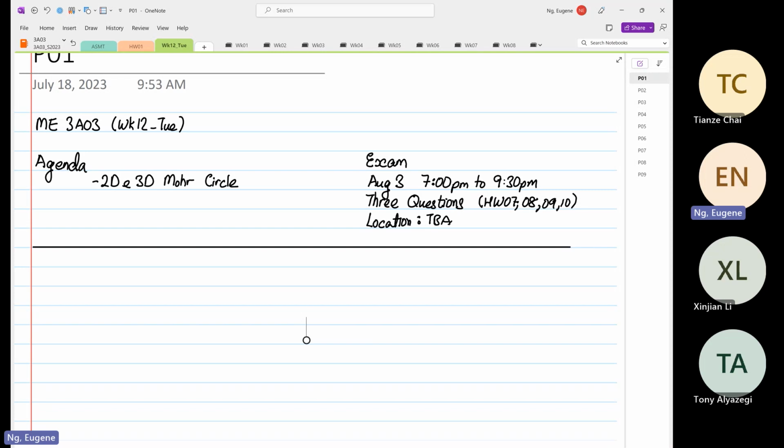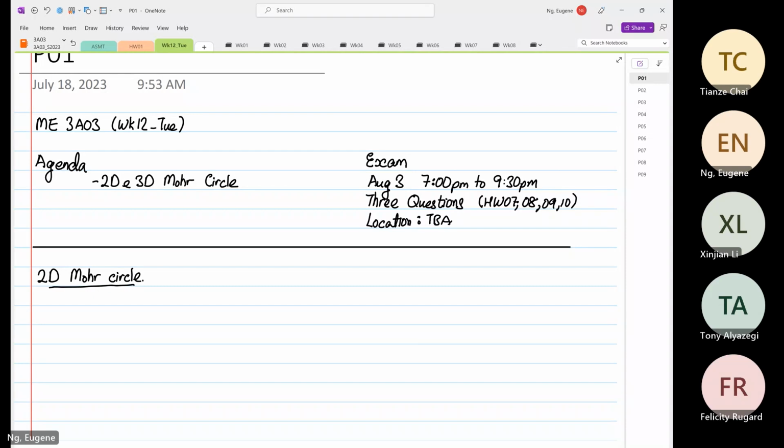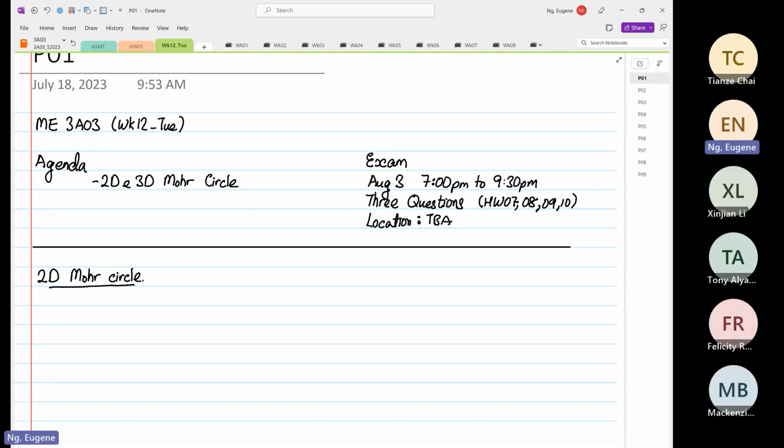Okay, so today I'm gonna start with 2D Mohr circle first. I'm doing it in such a way that I'm gonna assume that you know nothing about Mohr circle. So we're gonna look at 2D Mohr circle first. But before we do 2D Mohr circle, let's get some terminology correct first. The first thing I'd like to teach is what we know as plane stress condition.